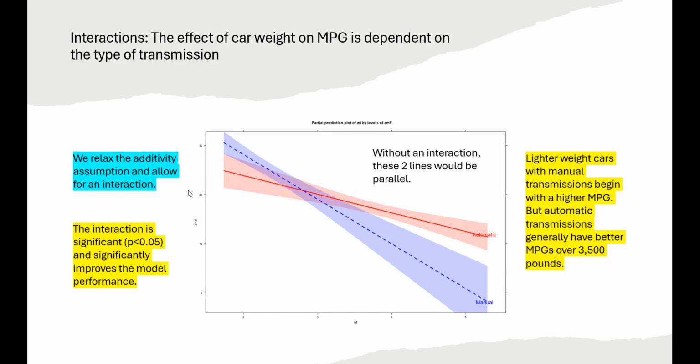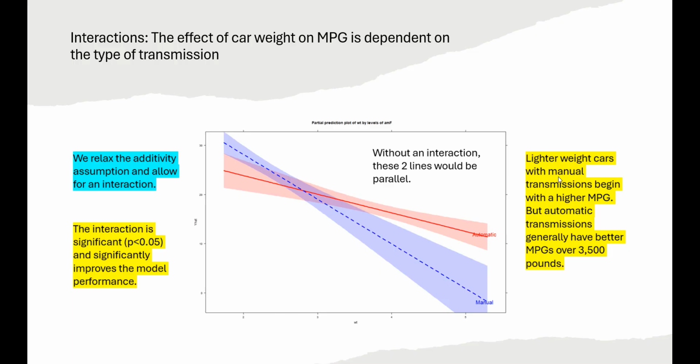I multiplied weight by type of transmission, and the interaction turned out to be significant and improves our model performance. So there is a benefit to doing it because it reflects the data more accurately. It reflects our understanding of our outcome and the association with weight and the type of transmission. So there's a benefit to doing that, a benefit to our model. We get more accurate results by doing this.